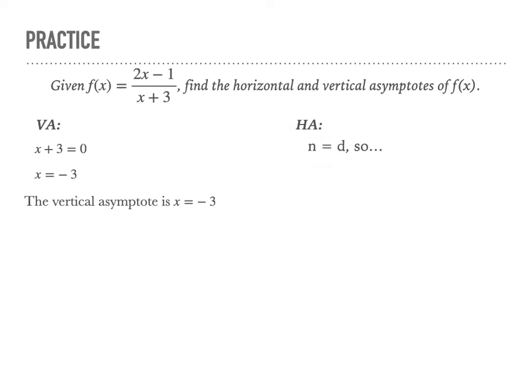For the horizontal asymptote, we can see that the highest degree of the numerator is 1, and the highest degree of the denominator is also 1, and 1 equals 1. So we simply find the ratio of the leading coefficients, the coefficients attached to x, which is 2 over 1, and that gets us 2. So the horizontal asymptote is at y equals 2.